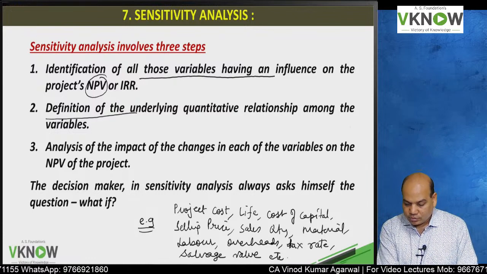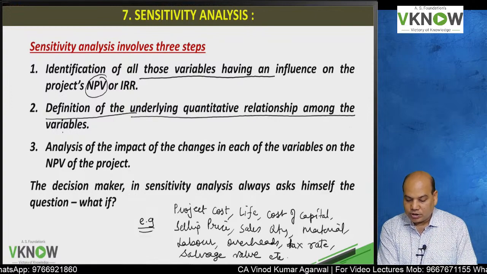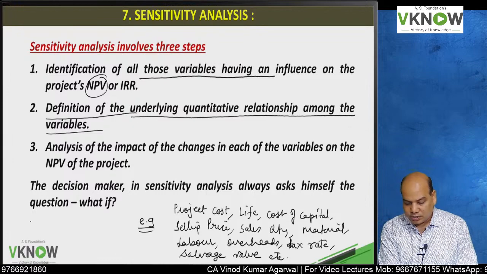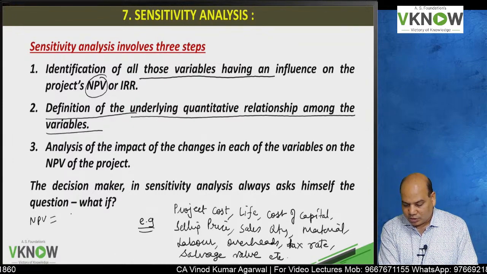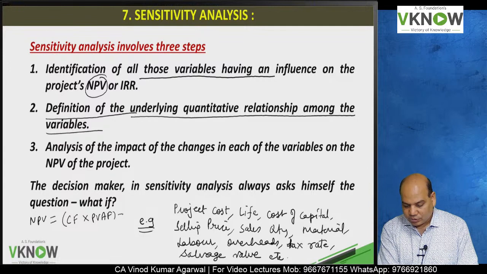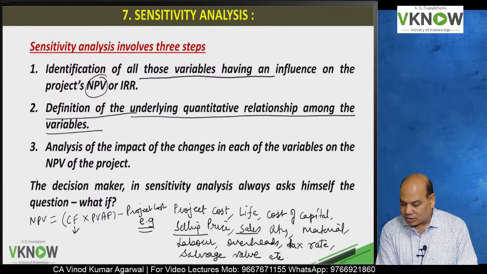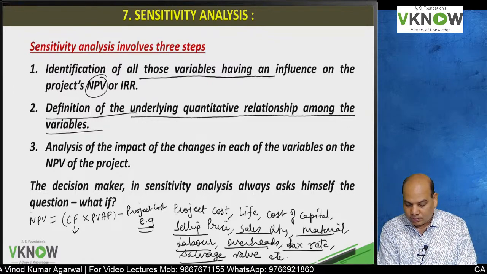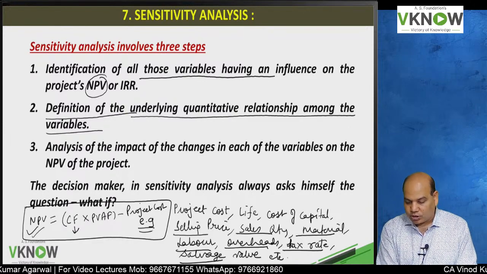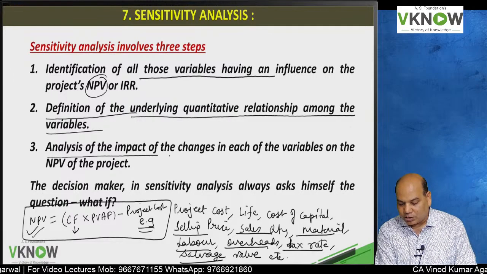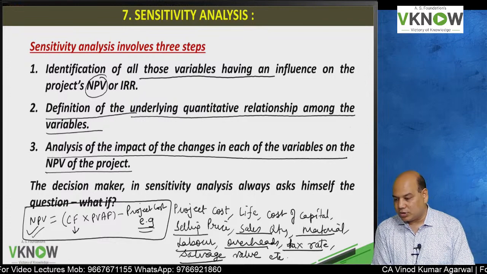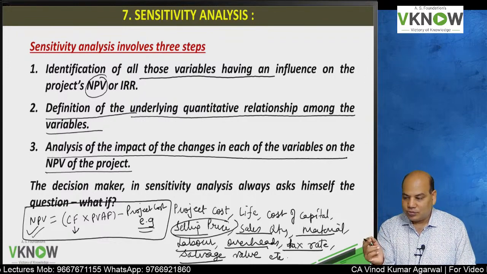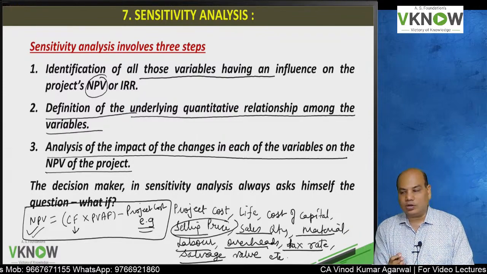Then we'll define the underlying quantitative relationship among variables. Quantitative relationship means how NPV is calculated. So NPV is equal to, for example, cash flow multiplied by PV annuity factor minus project cost. And again, cash flow depends on selling price, sales quantity, material, labor, overhead, tax rate, salvage value, etc. So I will write all this mathematical formula, which helps me to compute NPV and analyze the impact of change in each of the variables on the NPV of the project. If selling price changes, if quantities sold change, how will the NPV be affected?